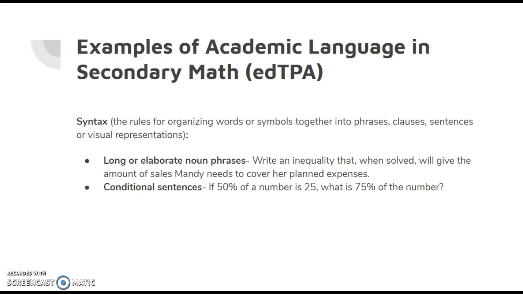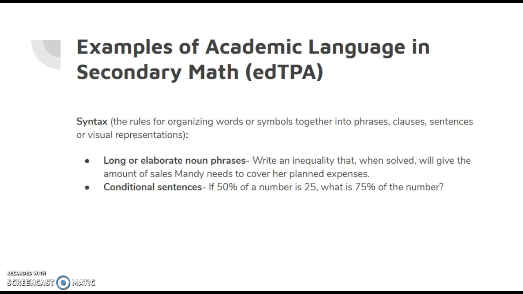And the last example is another language demand, which is syntax, which is the rules for organizing words or symbols together into phrases, clauses, sentences, or visual representations. The first example, in general, is long or elaborate noun phrases. A specific example is: write an inequality that, when solved, will give the amount of sales Mandy needs to cover her planned expenses. Second general example, conditional sentences. A specific example of that is: if 50% of a number is 25, then what is 75% of that number?